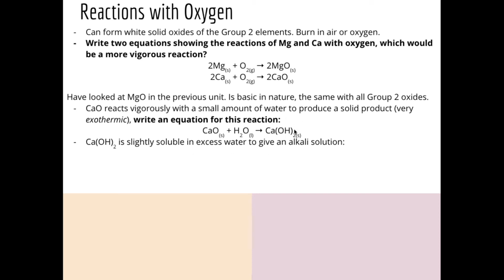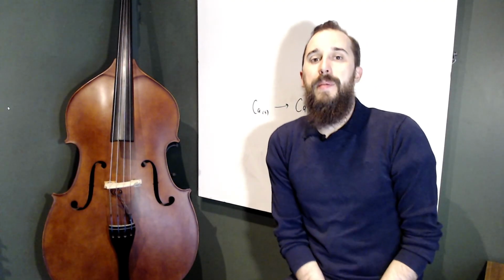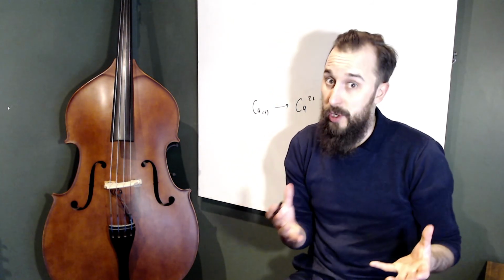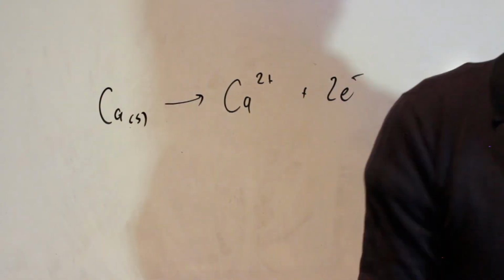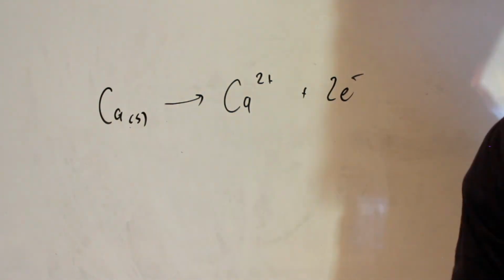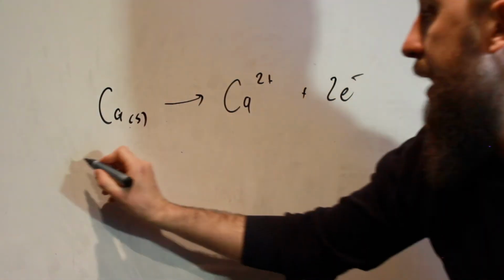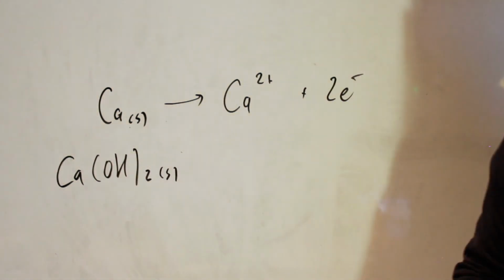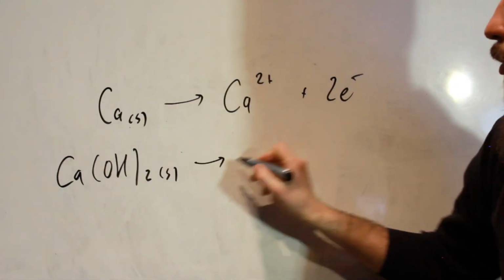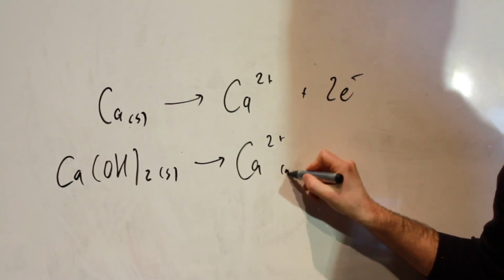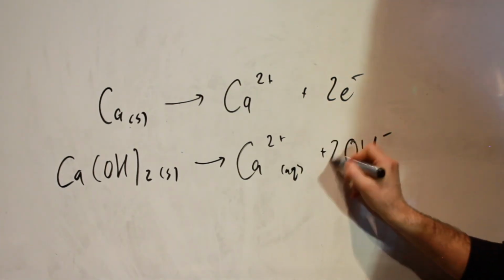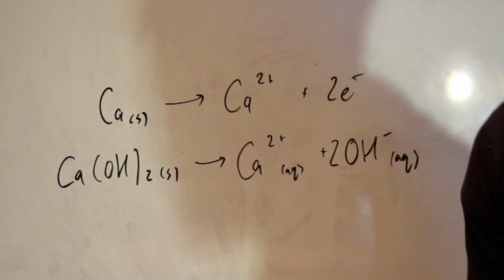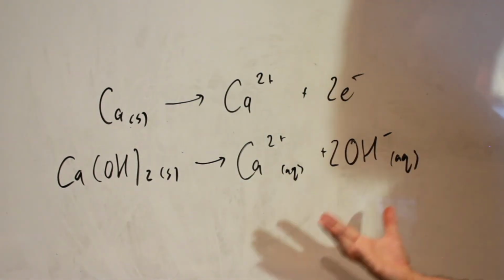Now, these group 2 hydroxides are alkali because when they are put in water, they can be soluble, with different degrees of solubility, but that means that we can dissociate them into hydroxide ions and our metal ions. So in the case of calcium hydroxide, which is solid, if this is slightly soluble in excess water, we would form Ca2+ ions, aqueous, and OH- ions, also aqueous. So these OH- ions are the thing that makes the solution alkali.